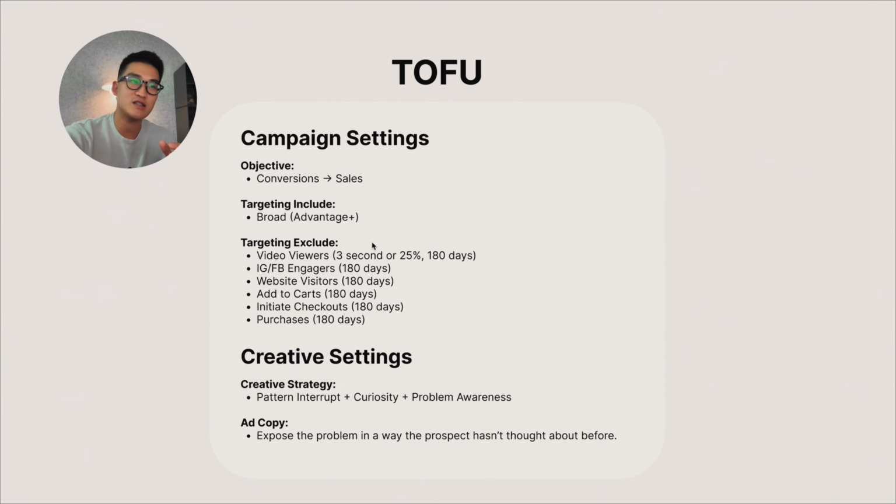And then for your creative settings, for your strategy, you just want to pattern interrupt, add curiosity, give some problem awareness. And for your ad copy, just try to expose a problem and showcase your product or service in a light that others haven't seen before, because you must have competitors in your field, right? So you kind of want to give a different take.